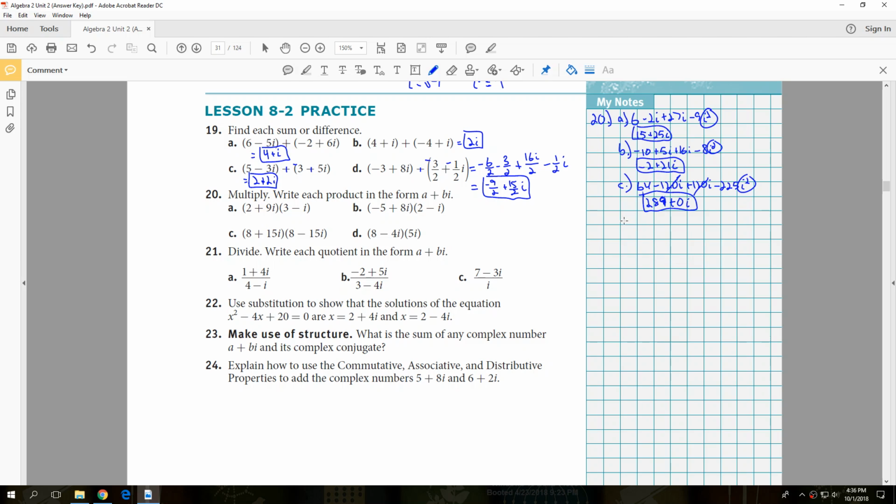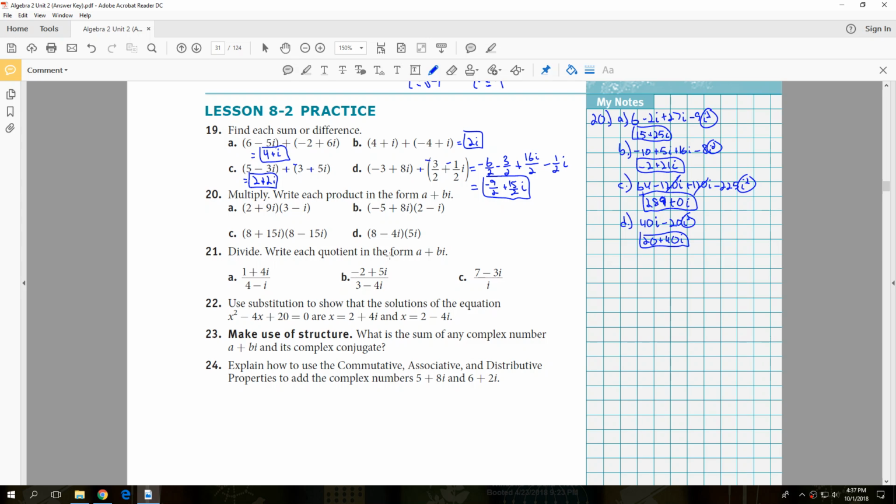All right, and then finally D. Let's see, so multiply, just distributing the 5i in there. So we got 40i minus 20i squared. And this becomes a negative, so I have 20 plus 40i in a plus bi format.